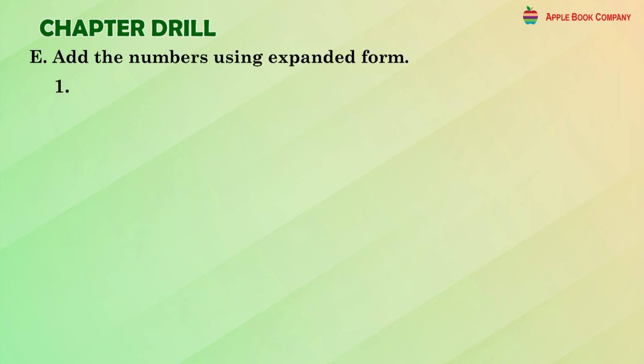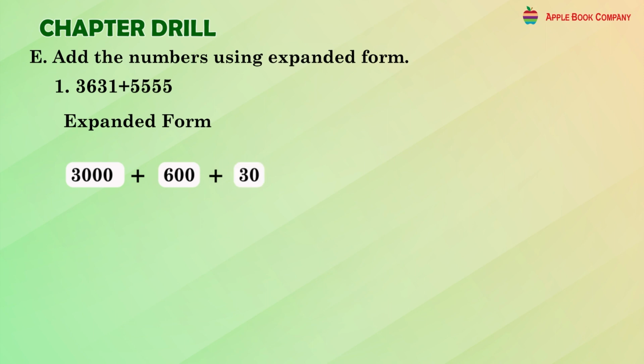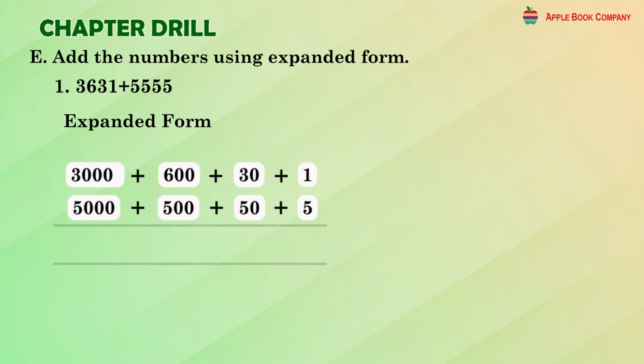Add the numbers using expanded form. The number given is 3,631 plus 5,555. So let us expand them. 3,631 can be written as 3,000 plus 600 plus 30 plus 1. And 5,555 can be written as 5,000 plus 500 plus 50 plus 5.